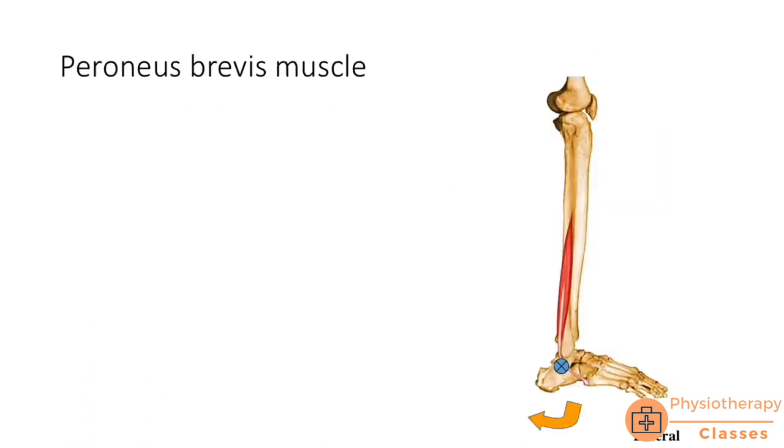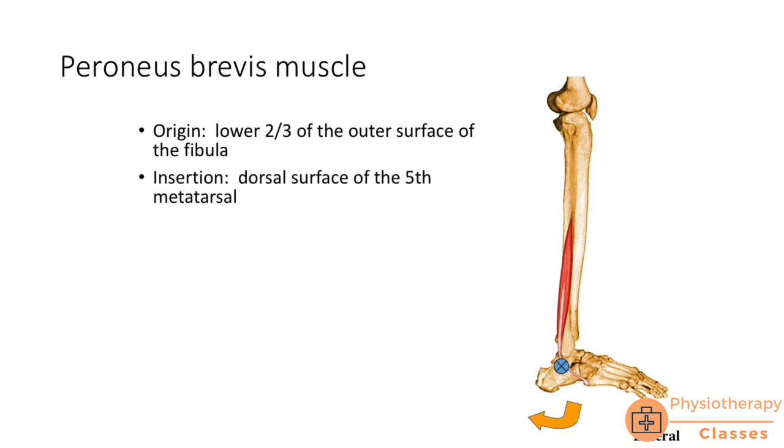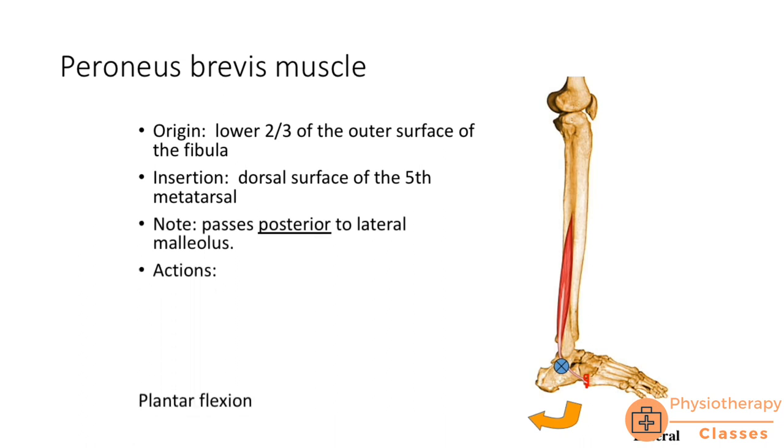The next muscle is the peroneus brevis muscle. It originates from the lower two-thirds of the outer surface of the fibula. Its insertion is on the dorsal surface of the fifth metatarsal. You can see here, it doesn't go underneath the foot on the medial aspect. It inserts on the lateral aspect itself on the fifth metatarsal. It also passes through the posterior aspect of the lateral malleolus. Therefore, its action would be similar to the longus, that is plantar flexion and eversion of the foot.